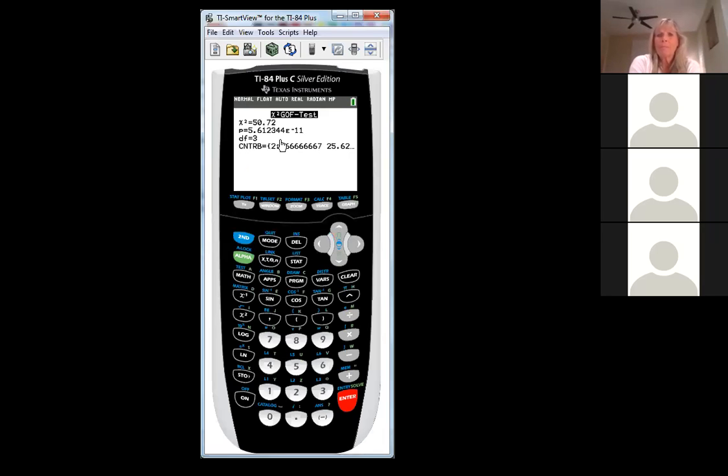Yeah, it's minuscule. So that E negative 11, don't forget to look at that. It tells you to move the decimal over 11 places. So it's 0.00000000056. Okay, that's as small as you'll ever expect to get. So note, always look for that E.